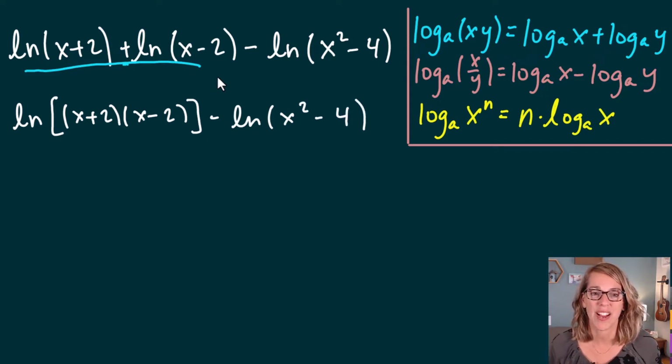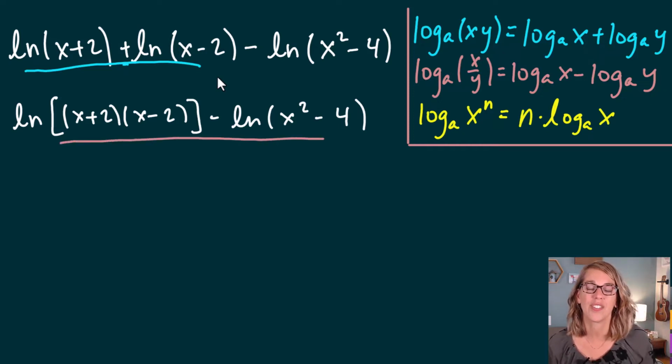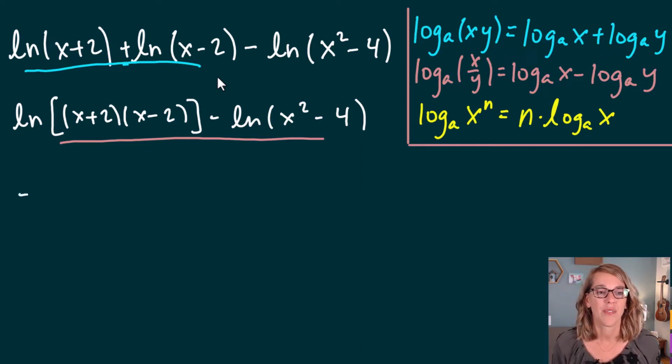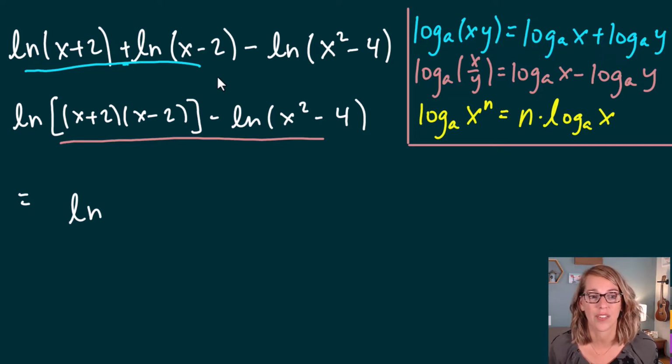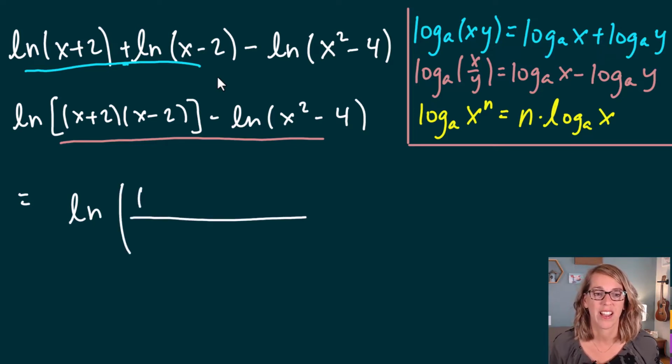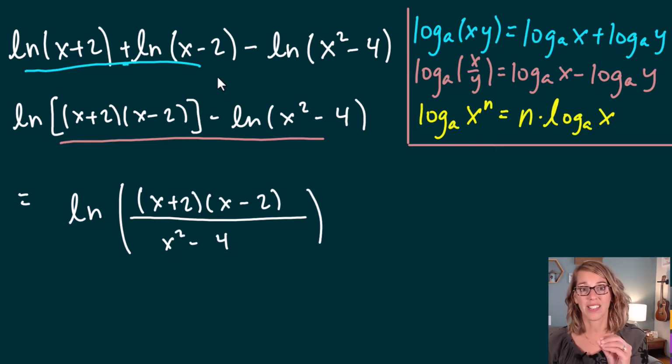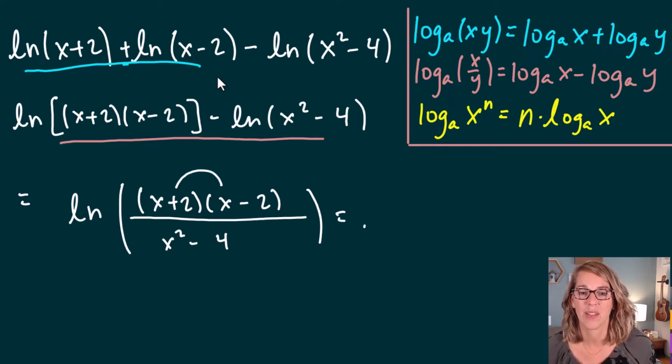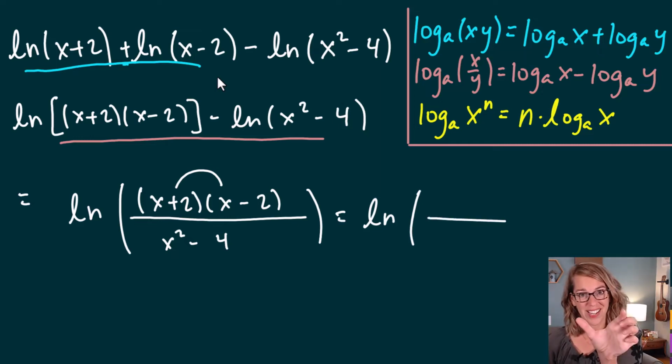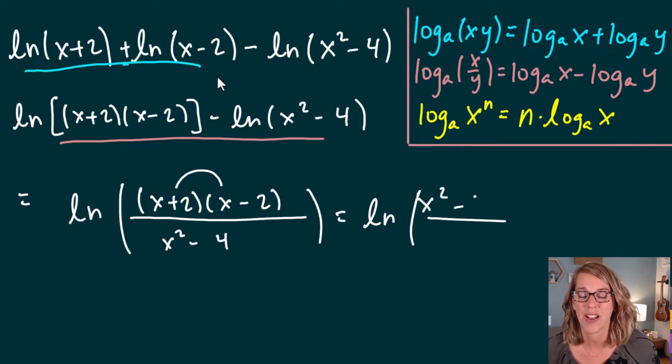Next, I've got this minus sign, so I need to combine these two into a single logarithm using their quotient or a fraction. So as I rewrite this, I get a single natural logarithm of a fraction. I have x plus 2, x minus 2 in the numerator, and then x squared minus 4 in the denominator. Now I'm not going to stop there because I want to simplify. I'm going to multiply out that numerator. As I multiply out the numerator, I end up with x squared plus 2x minus 2x. So I get x squared minus 4 divided by x squared minus 4.